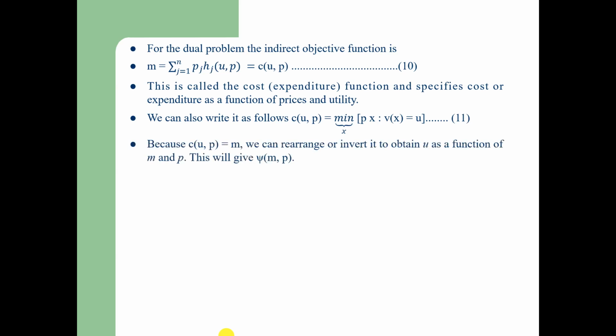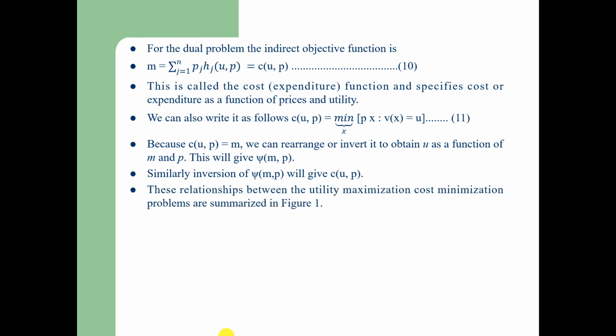Since the cost function or the expenditure function, which is based on utility and price, is equal to consumer fixed money income M, we can rearrange or invert it to obtain utility as a function of consumer money income, that is M, and prices vector denoted by P. This will give us another function, epsilon, as a function of M and P, where M is consumer fixed money income and P is the price vector of various goods. Similarly, inversion of this function will give the cost function, which is a function of utility and price.